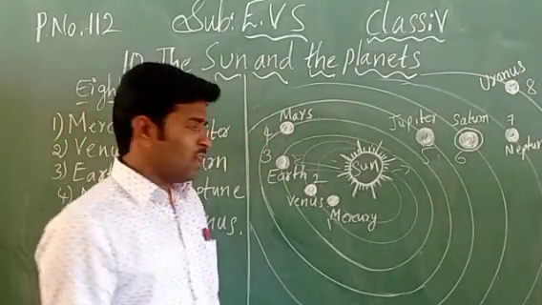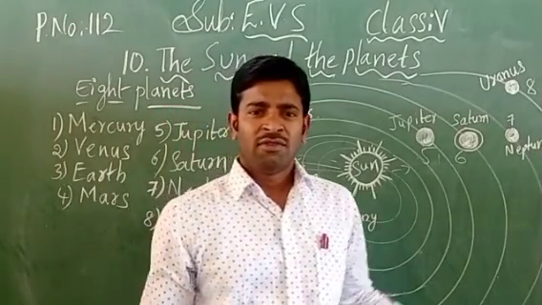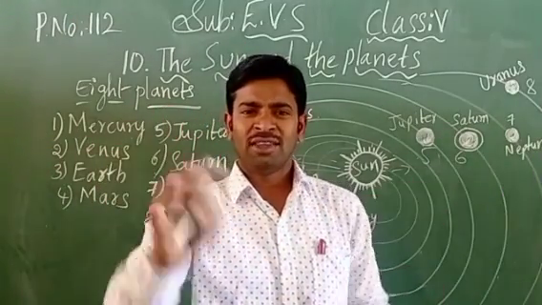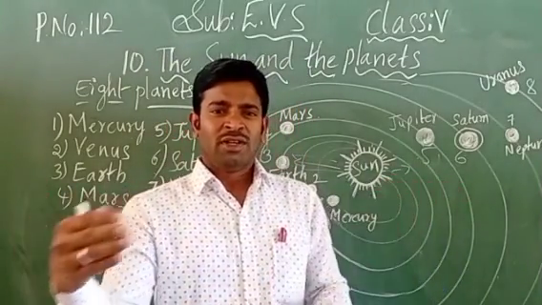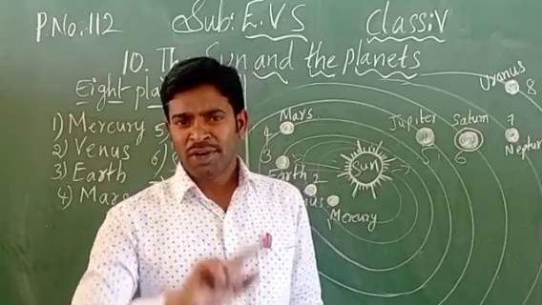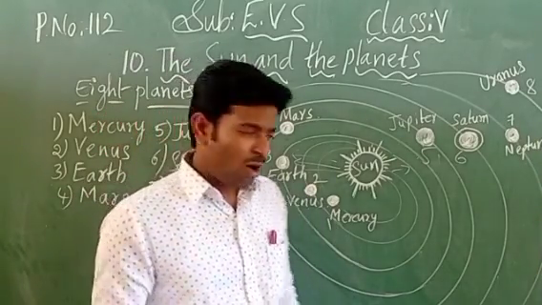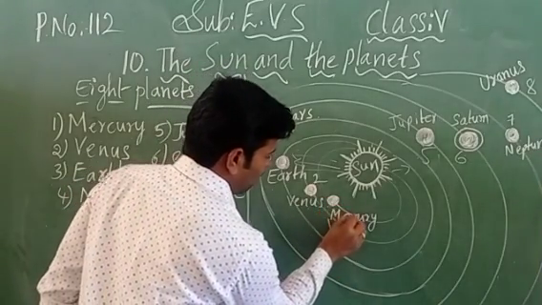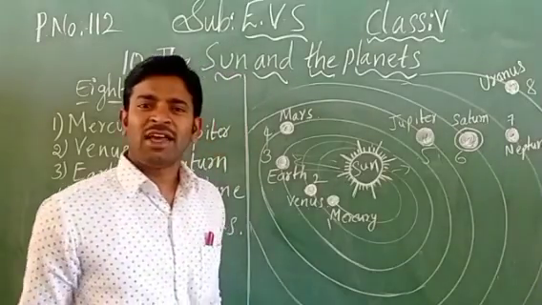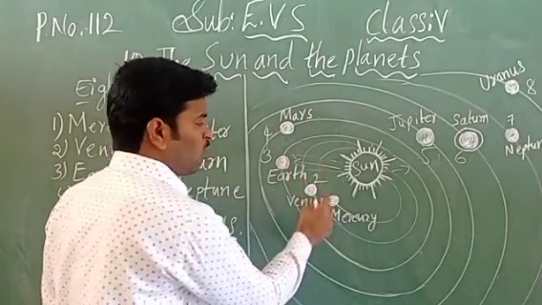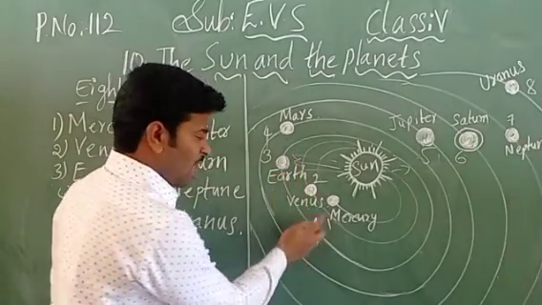Now children, one thing. So sir, all are revolving around the Sun, you are telling. Will an accident happen? One planet colliding with the other planet? No, it is not happening in our solar system. Why? Because these planets are revolving around the Sun in their own orbits, children. Mercury has its own orbit. Second one, Venus also has its own orbit.